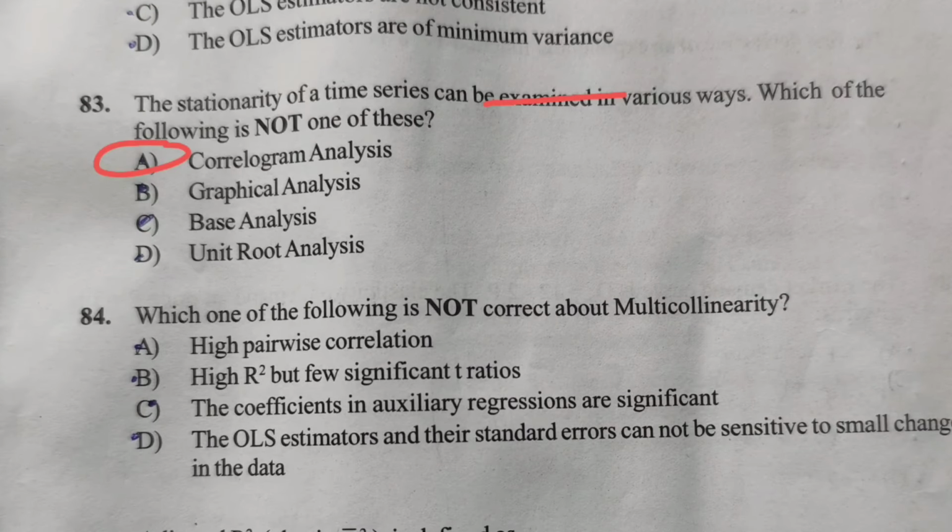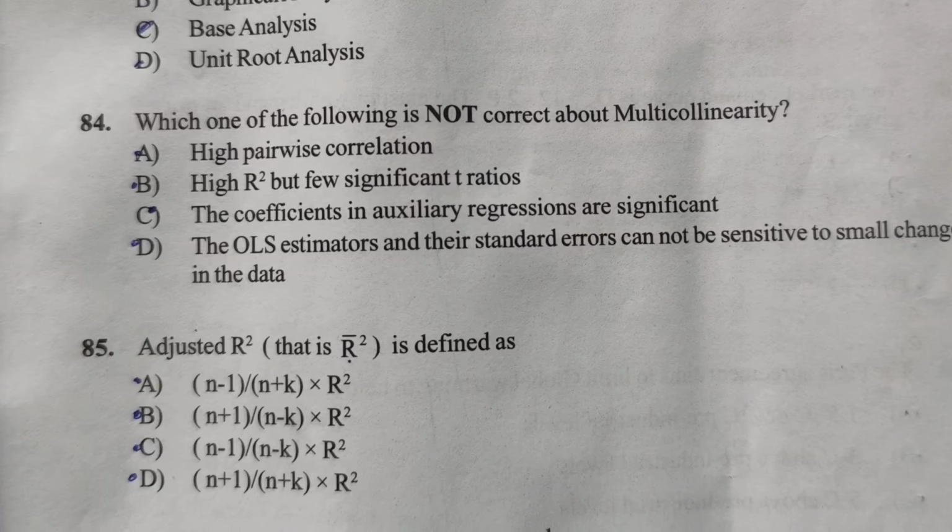Then we have question 83. The stationarity of the time series can be examined in various ways. Which of the following is not true? So the correct option is Bayes analysis. Then the next question: which one of the following is not correct about multicollinearity? High pairwise correlation, that is correct. High R square but few significant t ratios, that is correct. The coefficients in auxiliary regressions are significant, that is true. But the OLS estimators and their standard errors cannot be sensitive. They are sensitive, so this is incorrect.